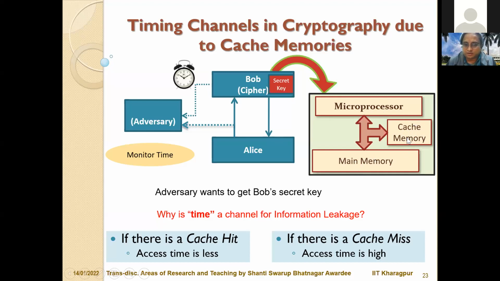But the very definition of cache memory implies that if you get your data in the cache, what we call a cache hit, then access time should be less. But if you don't get data in the cache, then access time should be more. So there is a timing difference. And the question is, can that timing difference reveal information?